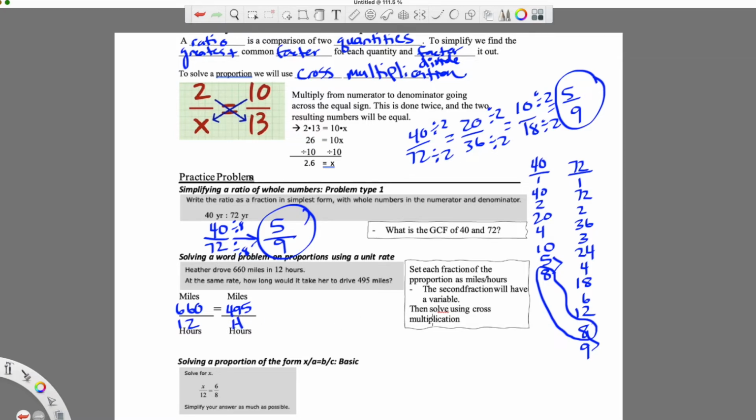And now we're going to solve using cross multiplication. So I'm going to cross. It's going to be 660 times H equals, and then I'm going to cross again, 495 times 12.